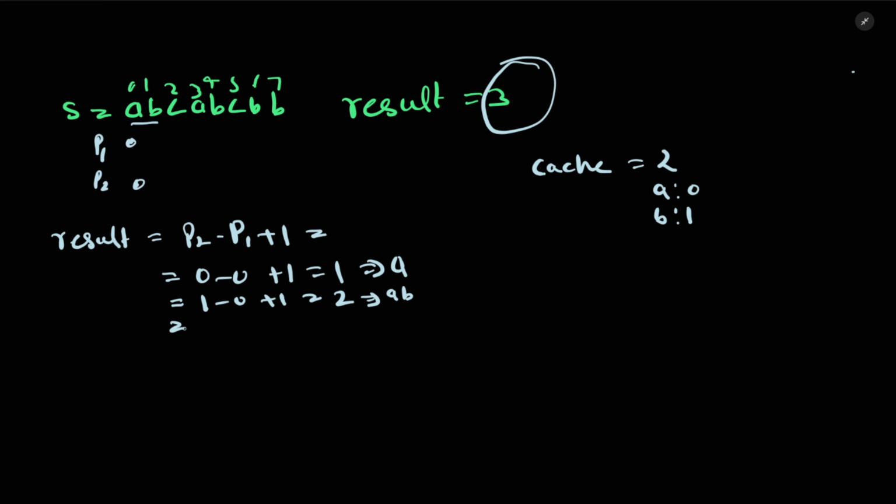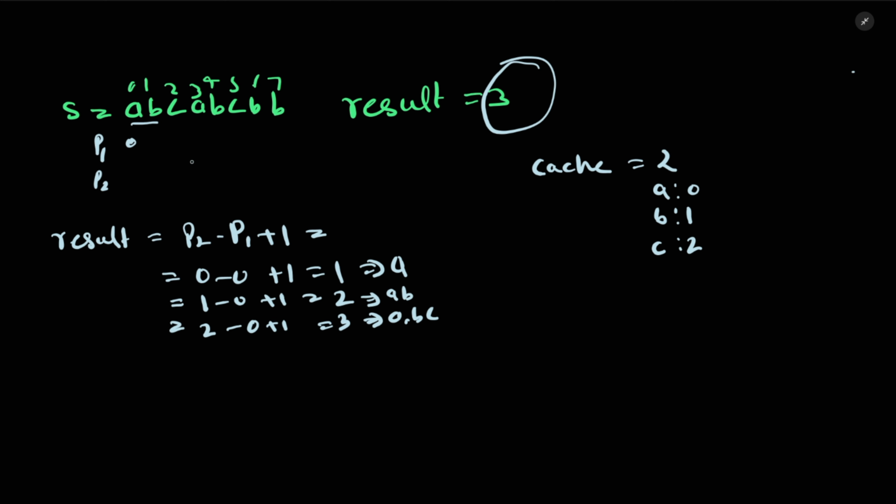All right, in the next iteration our p2 will move to the c, here at index 2, and we will check if we have seen the c previously. We have not seen it, so we will update the c index in the cache and calculate 2 minus 0 plus 1, and this will give us 3. Now our substring is abc. So this is a valid substring.